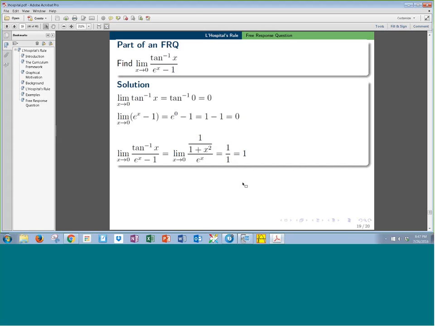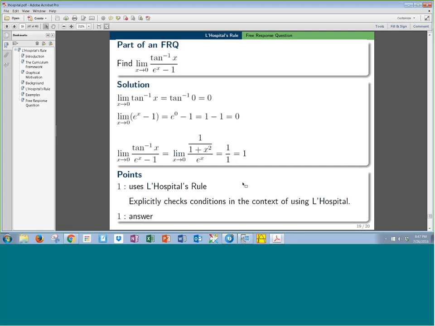So down at the bottom of this page on the next slide here, the points that I would argue for are 1 point for using L'Hopital's rule, but what that really means, in my opinion, is that it's explicitly checking the conditions in the context of using L'Hopital's rule, so that if a student just wrote down that the limit of the numerator is 0 and the limit of the denominator is 0, that's not enough. And if the student just wrote down those limit expressions, those equalities, that wouldn't be enough to get the first point either, at least in my opinion.